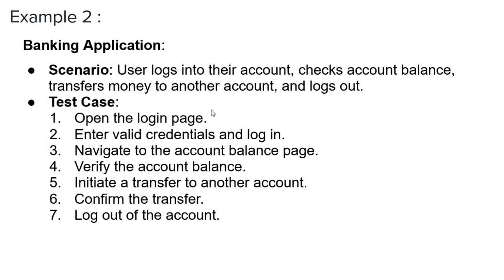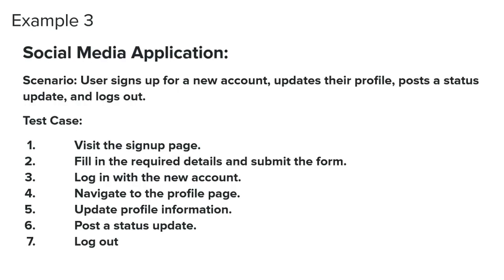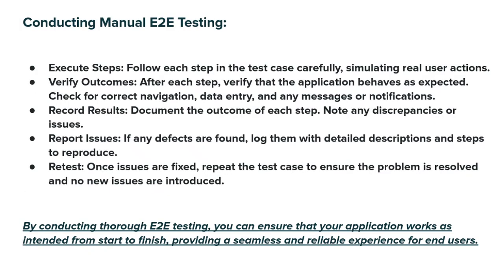It basically verifies that our application is working correctly from the user's perspective end to end. So users will perform end-to-end flows when they are using an application. As a tester also, we should verify end-to-end flows during end-to-end flow testing. So we have to execute the steps. We have to follow each step in the test case carefully, because it is the same as simulating real user actions. We should always verify the outcomes. After performing each step, we should carefully verify that the application is behaving as expected.